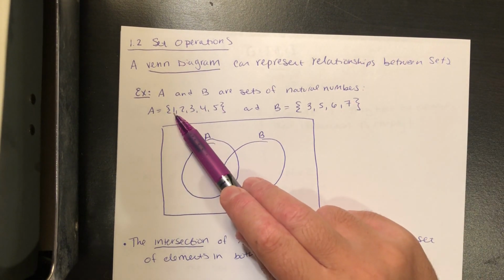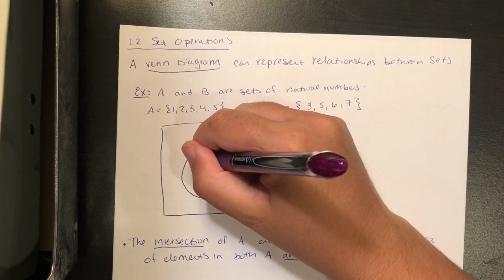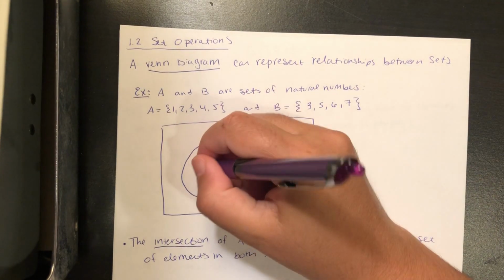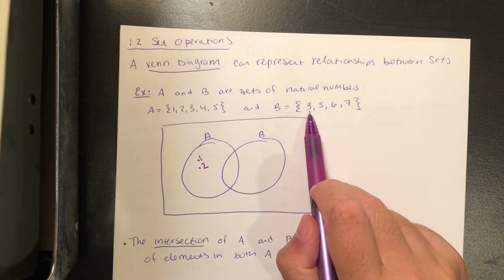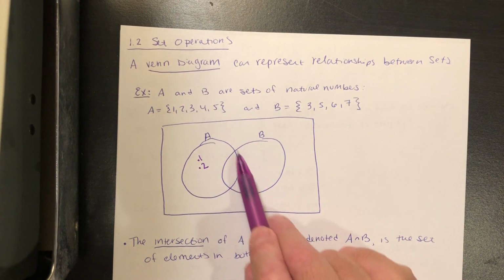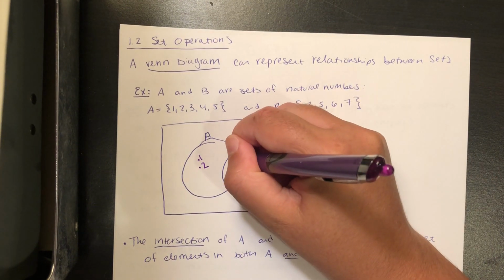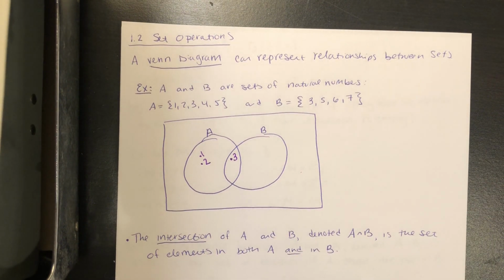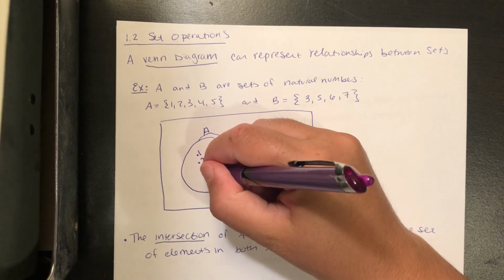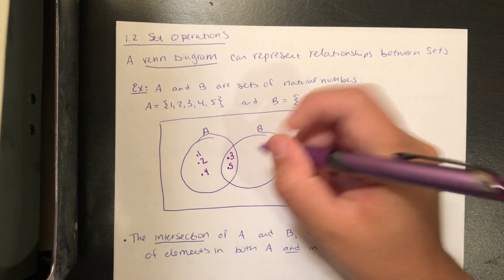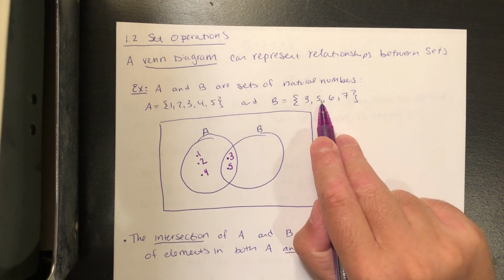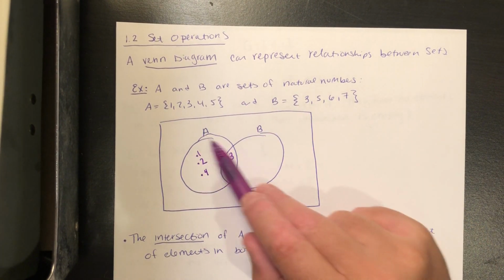So 1 is in the set A but not B, so we put 1 over here. 2 is also just in A. 3 is an element that's in both sets. So it's in A but it's also in B, so it's useful to put it here in this middle section, because now it's an element of both sets. 4 is just an element of A. 5 is an element of both sets, A and B. That's it for A. We've covered all 5 elements of A.